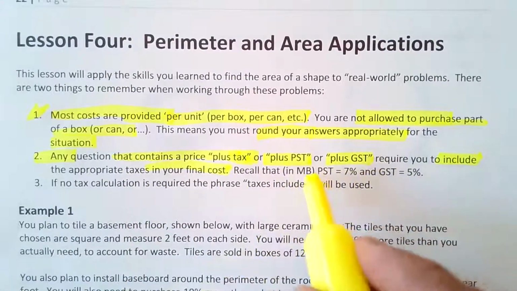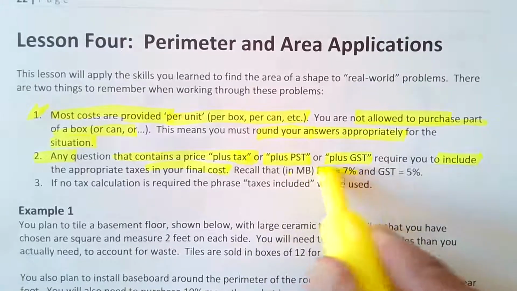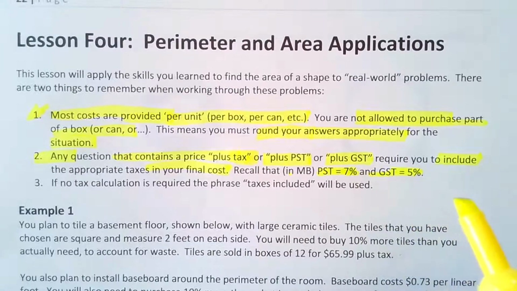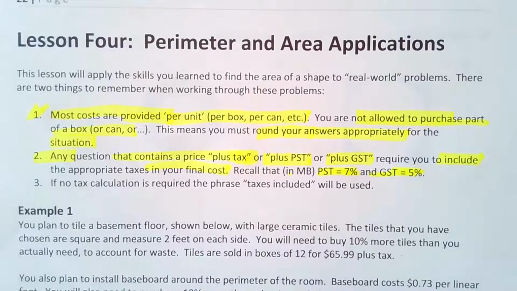Now, remember, in Manitoba, the PST is 7% and GST is 5%. Some provinces are different. If you're in Ontario, it's called HST, harmonized sales tax, or if you're in Atlantic Canada, the same thing. But in Manitoba, we have them separate. PST means provincial sales tax, GST means goods and services tax.